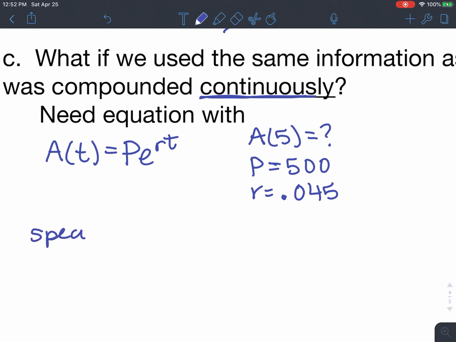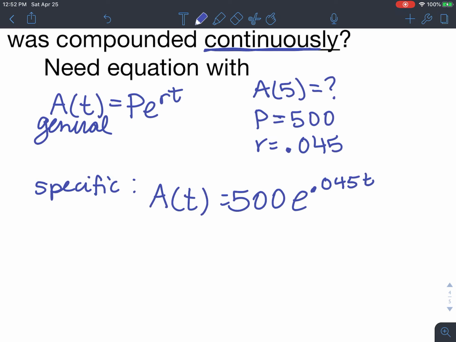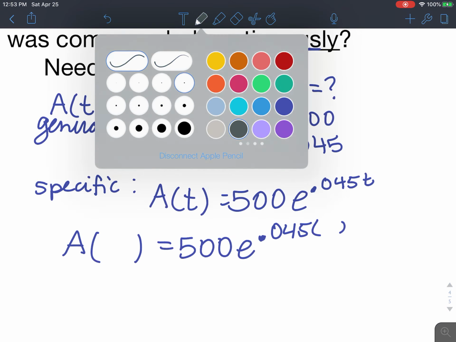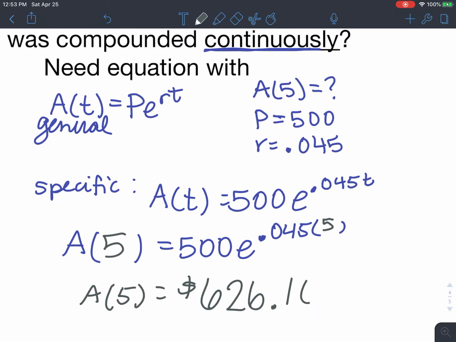So let's write our specific equation. This is our general. So our specific equation is A of t equals 500 e to the 0.045t. But we're going to replace our t with 5 because we're using the same equation from above, just the interest is compounded differently. So A of 5, if we type this in the calculator, is 626.16.